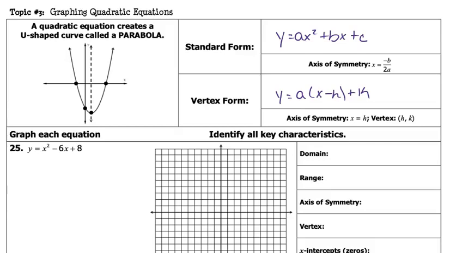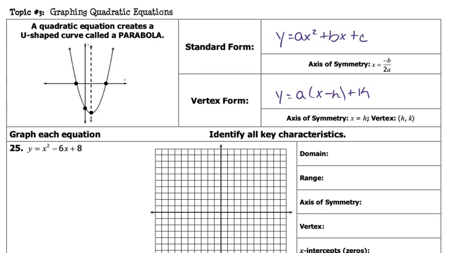All right, so we're going to now go into quadratic equations. Remember, quadratic is a U-curve, and we call that a parabola. We have two formulas that we worked with consistently. One is standard form, which is y equals ax squared plus bx plus c.